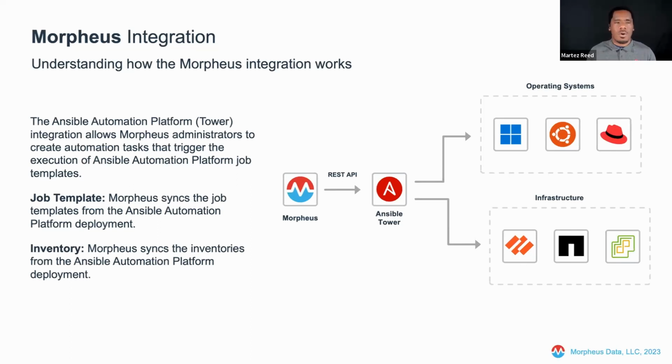So now that we know about the Ansible Automation Platform, we have a high-level overview of how it interacts with the Morpheus platform and how the two work together to be able to perform operations.